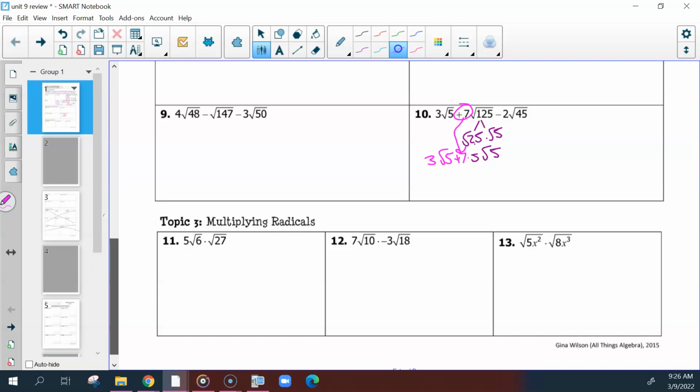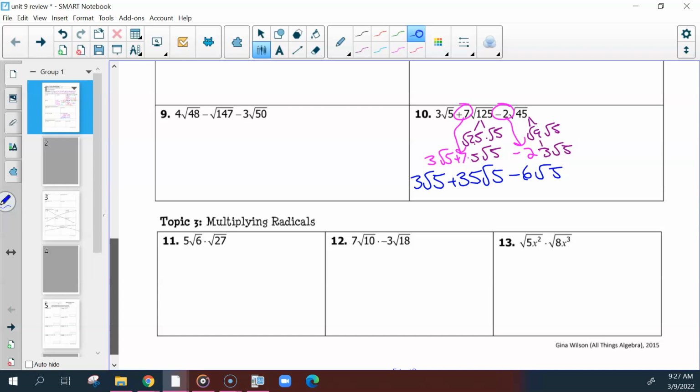Is 45 a perfect square? No. What is the highest perfect square we can divide out of 45? 9 and 5. Square root of 9 is what? 3. And we're going to bring down this negative 2. As we start to simplify all of this, we have 3 times the square root of 5 plus 35 times the square root of 5 minus 6 times the square root of 5.